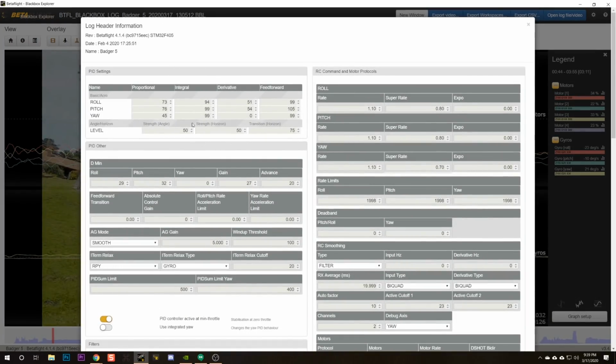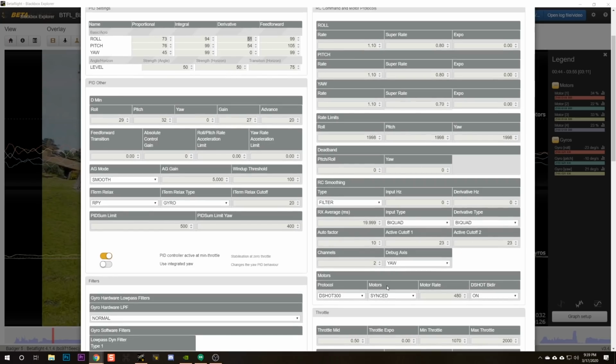What is going on? Oh, God, look at the PIDs. Wow. Oh yeah, these PIDs are crazy. These PIDs are so wacky. The I gain being so high is not inherently a problem, but high feed forward, really high D gain, really high P gain. It's named Badger 5. The Badger is a 5-inch quad. These are some really weird PIDs for a 5-inch quad. Yeah, no, PIDs are screwy.